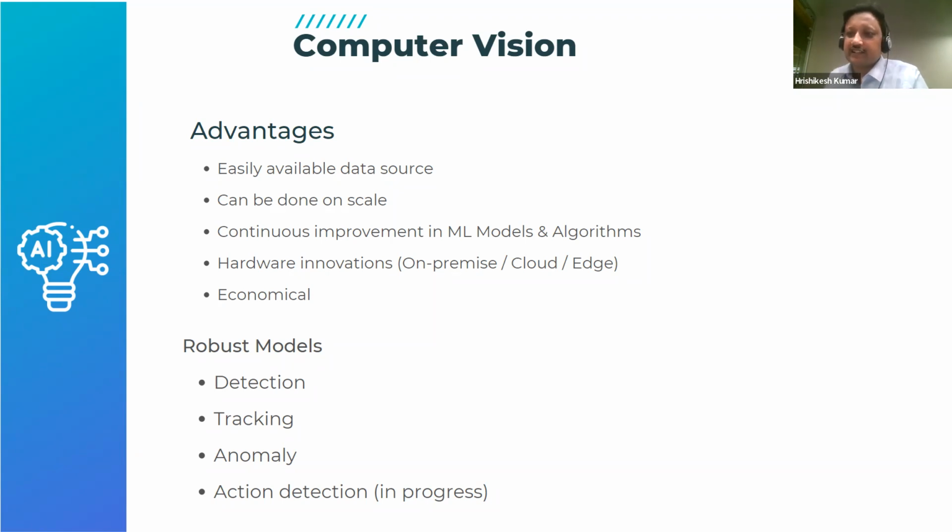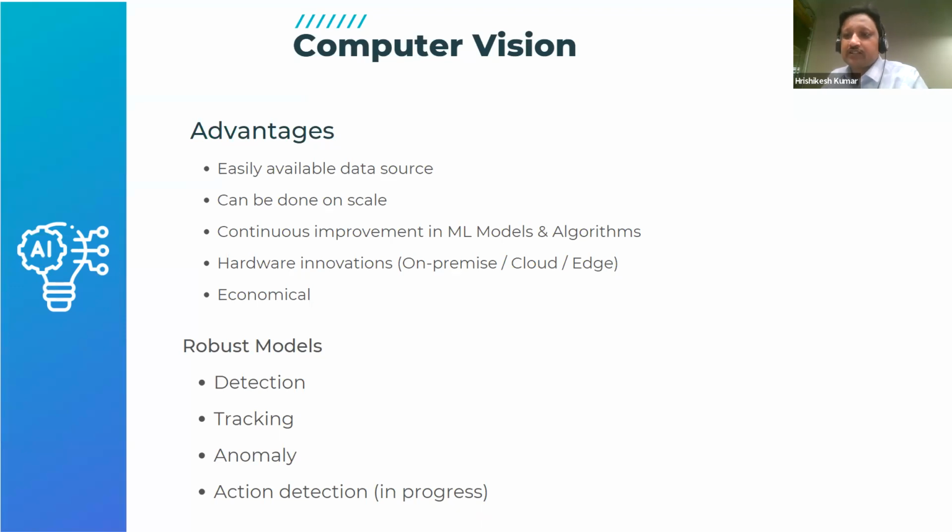One is an easily available data source. You can easily procure all those videos. Most places now have CCTV cameras, and CCTV cameras are really cheap now. IP cameras are really cheap. So the data source is available. If a particular case cannot be covered through an IP camera, most of us have a smartphone with a very good camera. In fact, the camera is better than what is required for most computer vision and deep learning models.